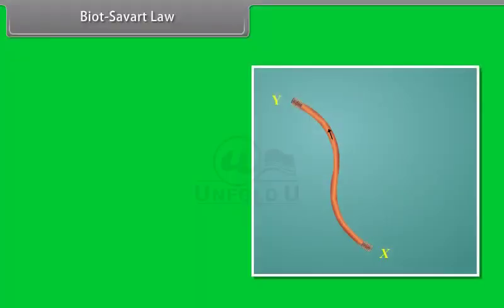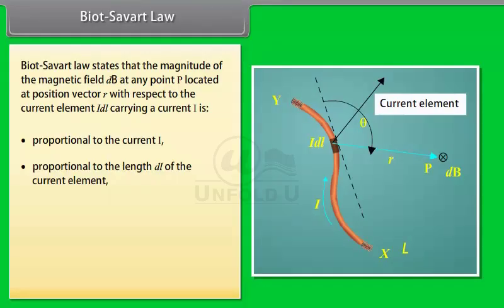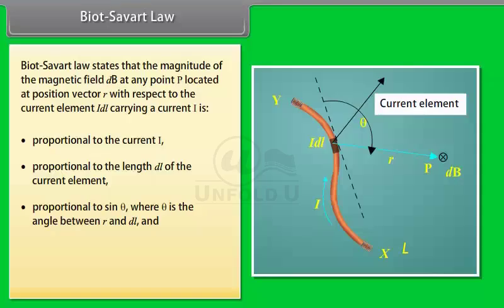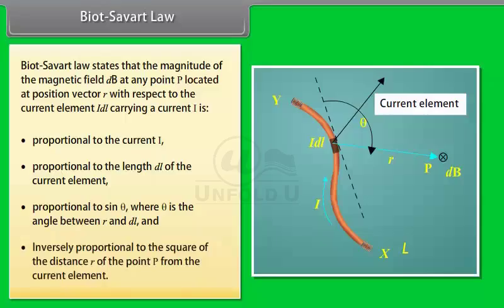Biot-Savart law. It is a mathematical description of the magnetic field at a point that arises from a current flowing through a current element. Biot-Savart law states that the magnitude of the magnetic field dB at any point P, located at position vector r, with respect to the current element I dl, carrying a current I, is proportional to the current I, proportional to the length dl of the current element, proportional to sine theta, where theta is the angle between r and dl, and inversely proportional to the square of the distance r of the point P from the current element.